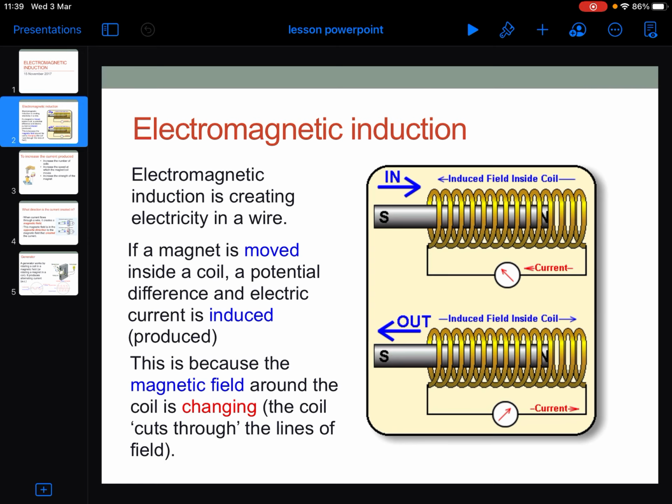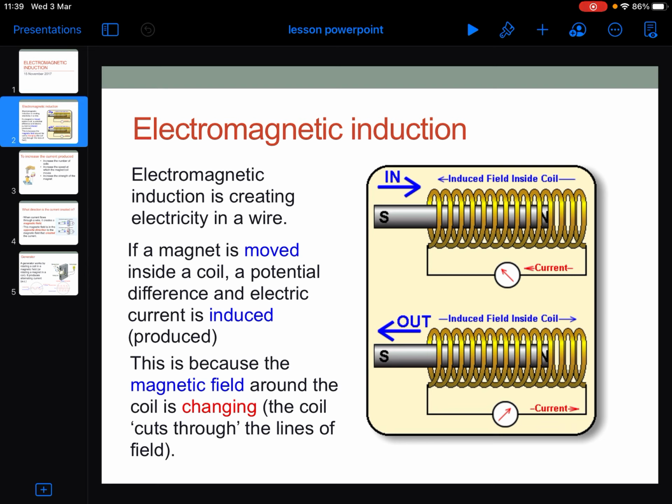And in brackets, again, I've put a key phrase. Now, it very much frustrates me in this spec that they've put in this phrase, but they don't really expect you to understand it. They just expect you to use it. So the phrase is, the coil cuts through the lines of the field. Now, that's the phrase they want you to use. And again, if you are asked in an exam, why is electricity created, or why is it induced, should I say, then you should use that phrase. The coil cuts through the lines of the field, or the magnet cuts it, or whatever.